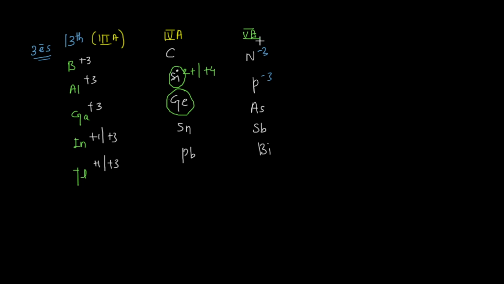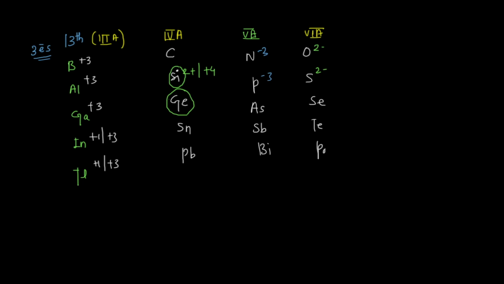Next we have 6th A, that is the oxygen family: oxygen, sulfur, selenium, tellurium and polonium. You have to remember these elements. Oxygen likes to form ions with -2 charges and sulfur also, so remember these ions.